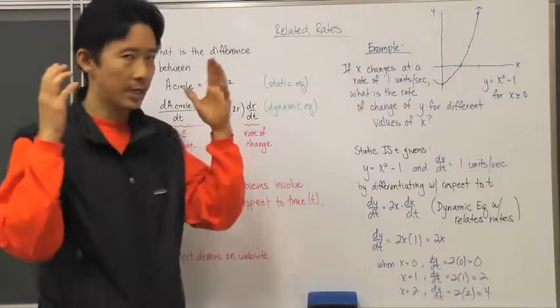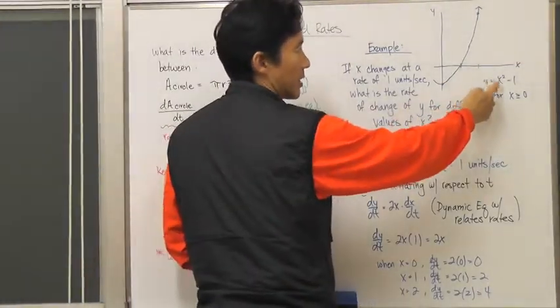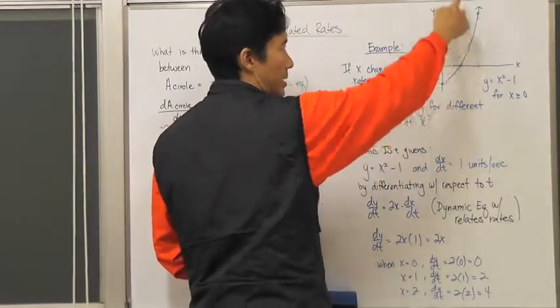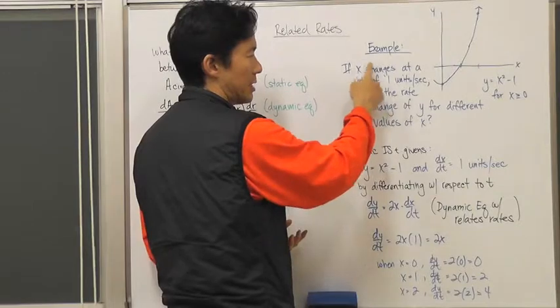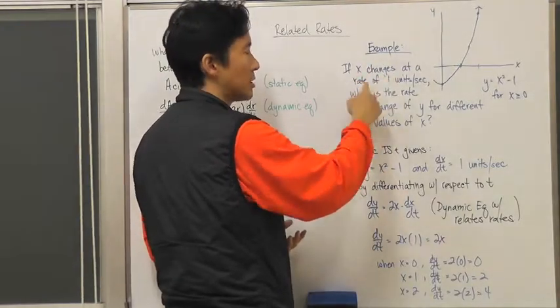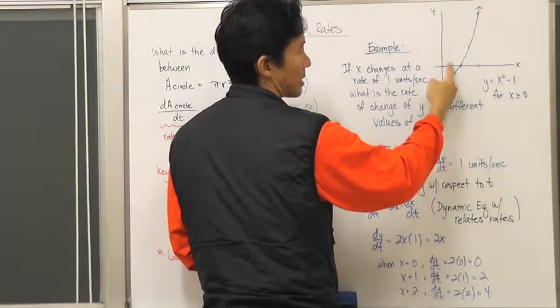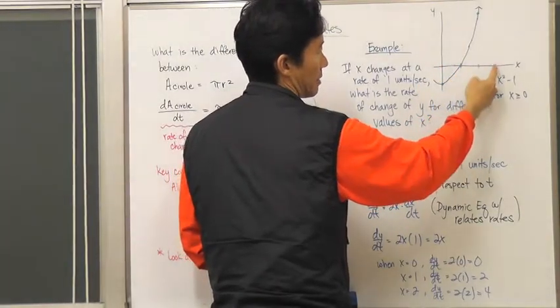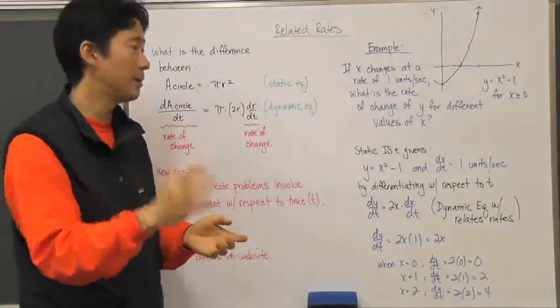Okay, so let's get a conceptual idea of what's happening here. The static equation is y is equal to x squared minus 1, which is basically just the graph itself. But if x changes at a rate of 1 unit per second, so let's say for every second it's just going to go like this, that's what's happening to the x value.